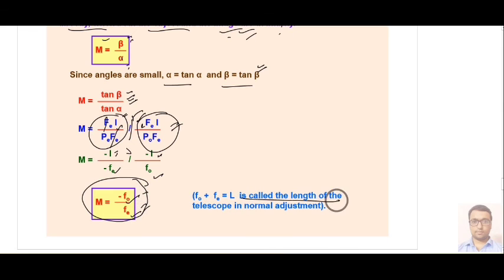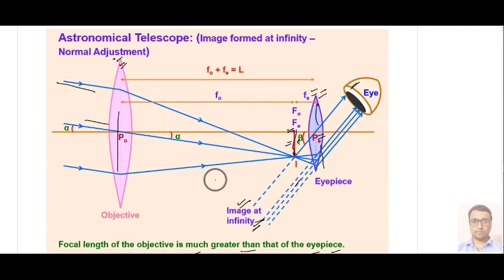The total length of the telescope in normal adjustment is f_o plus f_e. Here you can check that the distance between the eyepiece and the objective will be f_o plus f_e, because the image is first formed at the first focus, then for the second lens, this focus will behave like an object. This focal length will behave like the object distance u. Okay, so that's why we can say that f_o plus f_e equals L.